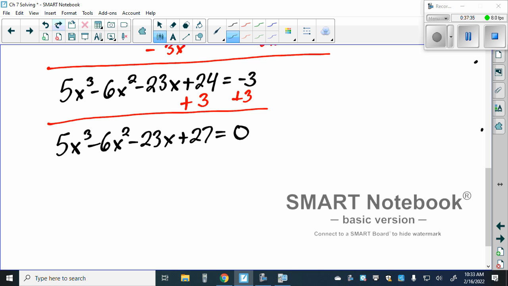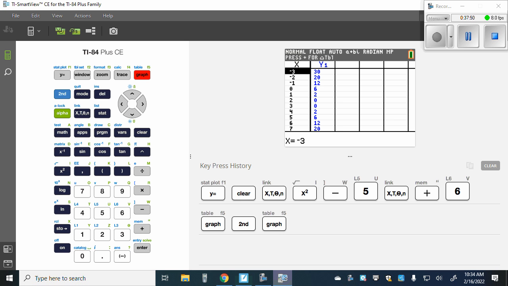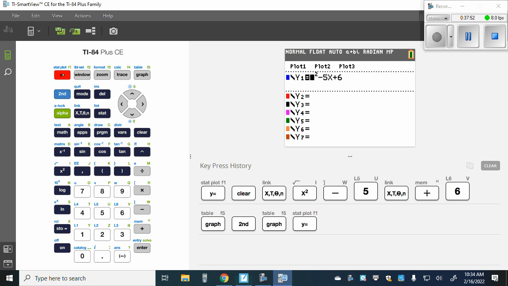So, do we have any methods for finding the solution for this? Well, we do have factoring by grouping, which is finding the greatest common factor between two of the terms that we can factor out, and then factoring out the same thing again. Or, we can graph it.